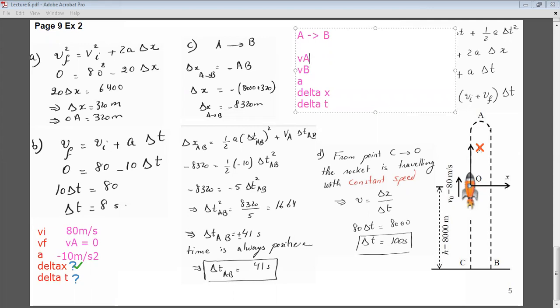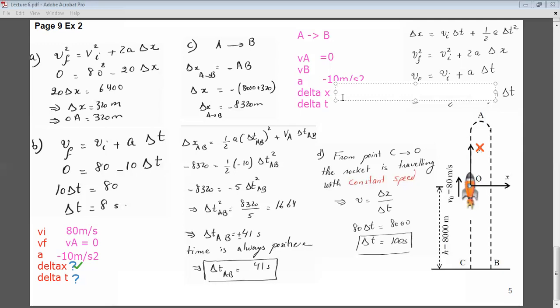So what do we have? We have VA. How much is it? This is 0. Do we have V at B? No, we don't have it. Do we have the acceleration? Yes, it's minus 10 meters per second squared. Do we have delta x? Do we have the distance from A to B? Do we have it? Yes, we have it. It's OA.